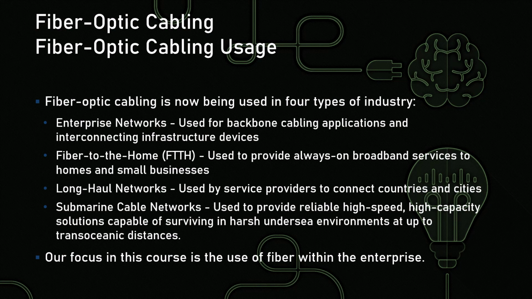Now, fiber optics tend to be used in a couple of different types of industries. The 4 big ones are enterprise networks, which backbones the cabling between local, like between different WANs. A WAN-to-WAN connection would usually be fiber. You can also interconnect infrastructure devices with short fiber optic cables in order to ensure quick connectivity between routers, which are usually going to have some distance between them.